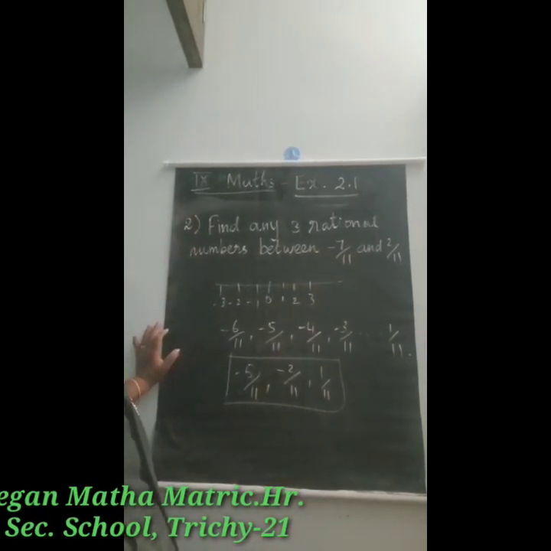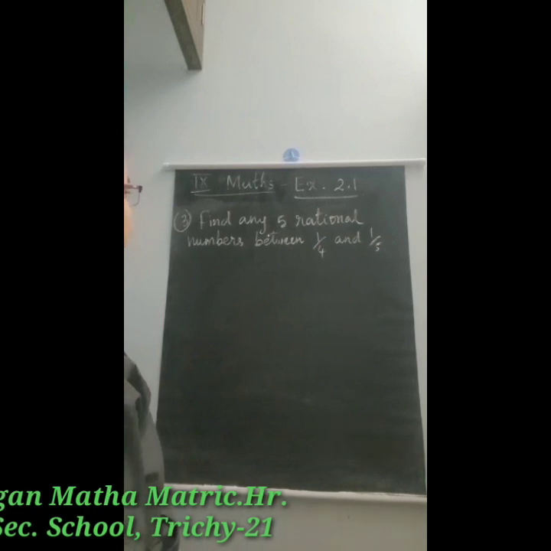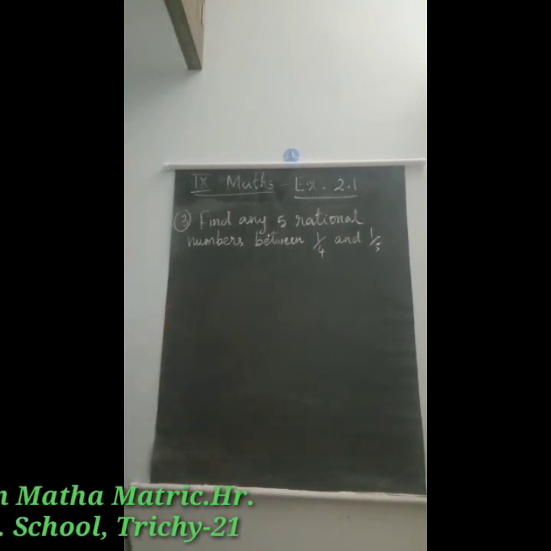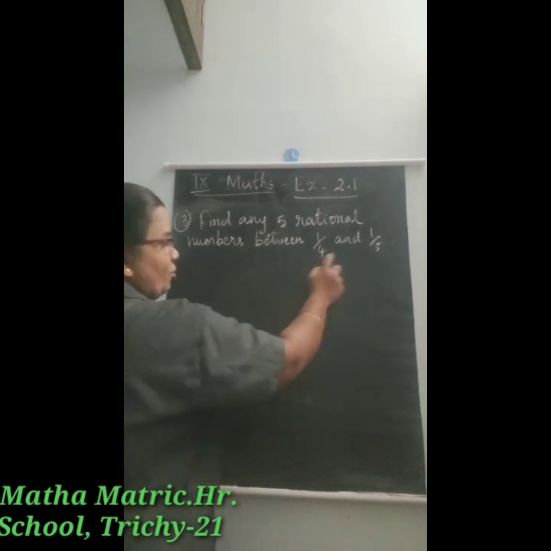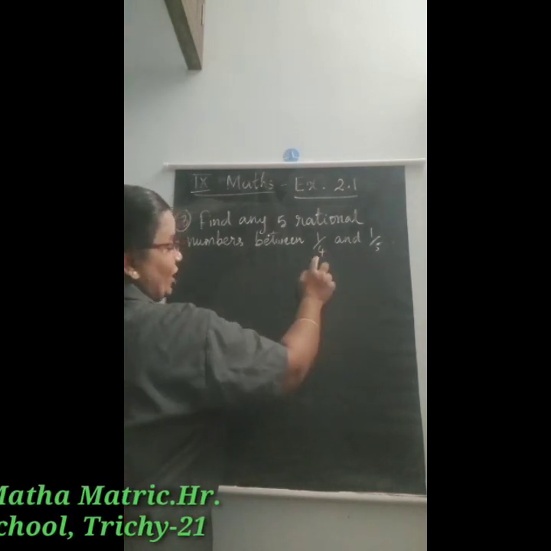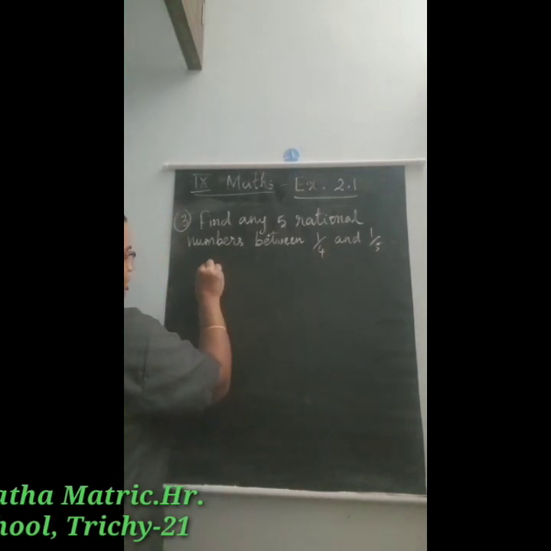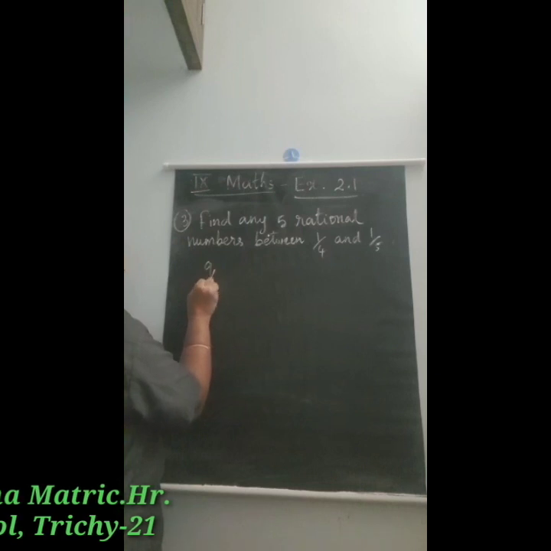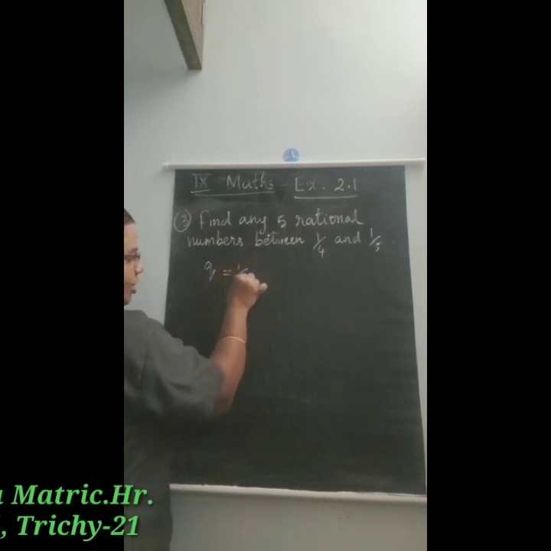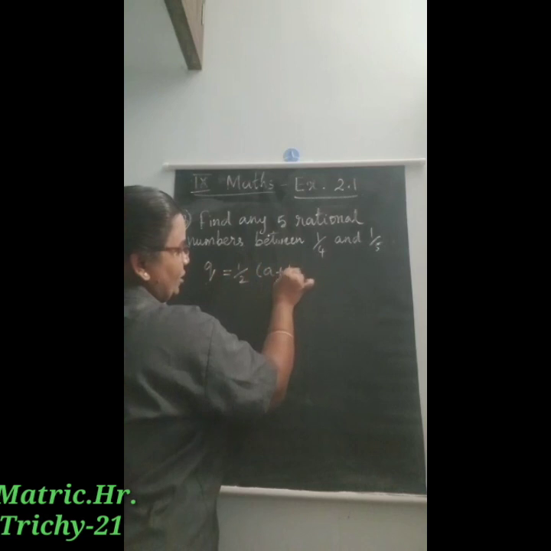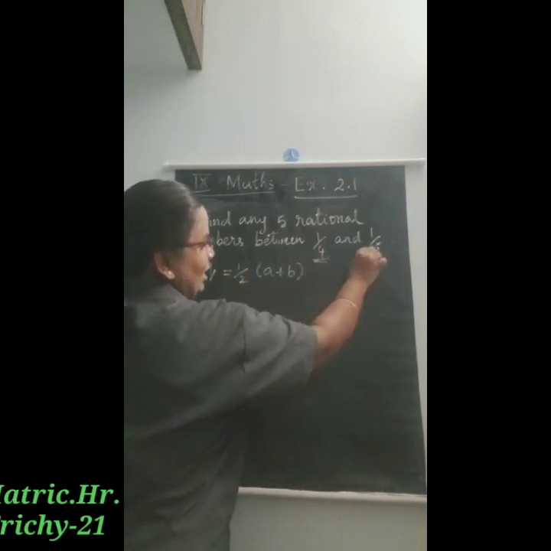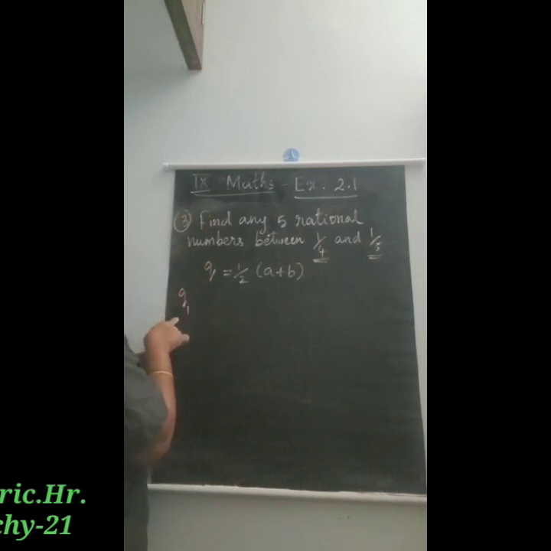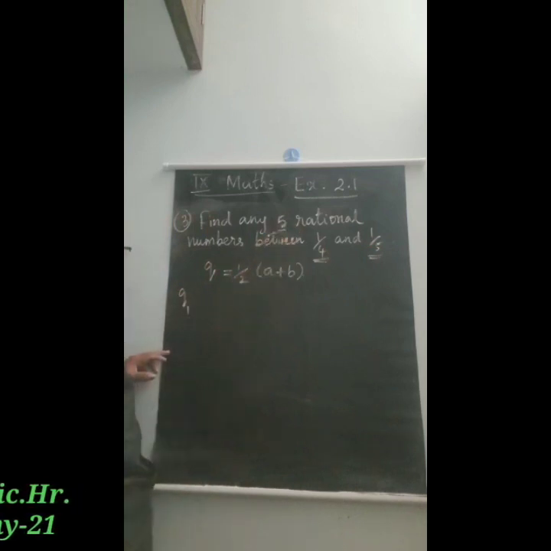Can you understand, students? Let us see the third question. Find any 5 rational numbers between 1 by 4 and 1 by 5. So these denominators are different. So we have to use one formula. Q is the rational number. The rational number is denoted as Q. That is equal to 1 by 2 into A plus B. So you have to consider this is A and this is B. Now first Q1 you have to find out, that is the first rational number. We have to find out 5 rational numbers.